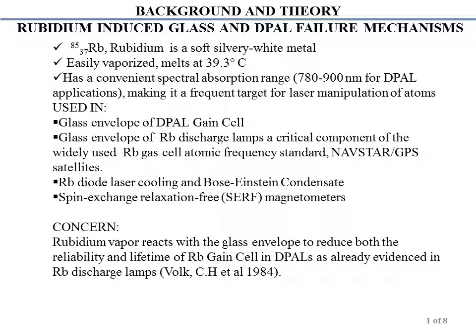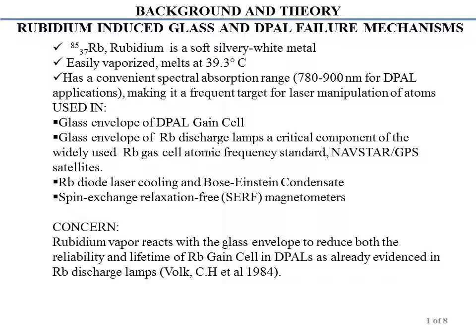The next slide goes into a background and theory of why we are interested in rubidium as an alkali vapor for our gain cell, and also the type of problems we run into with using alkali: rubidium-induced glass and DPAL failure mechanisms.